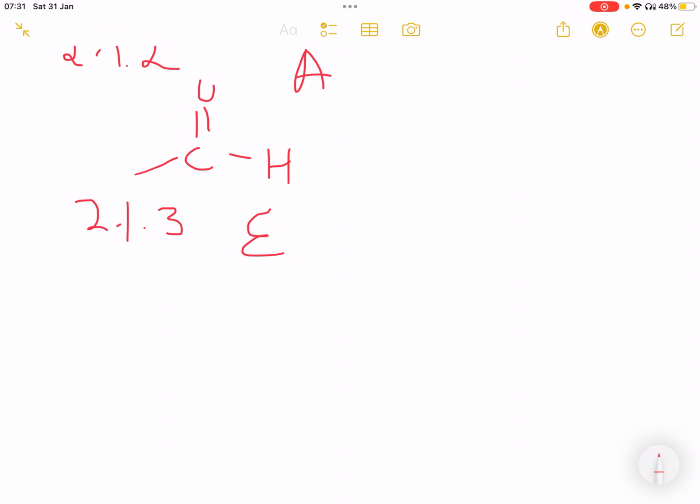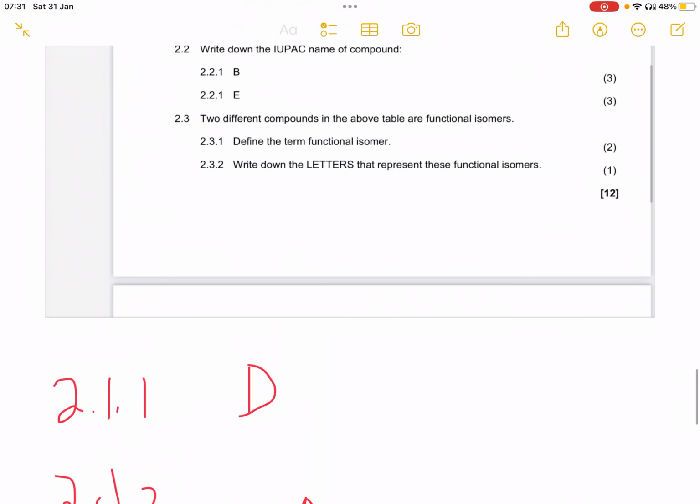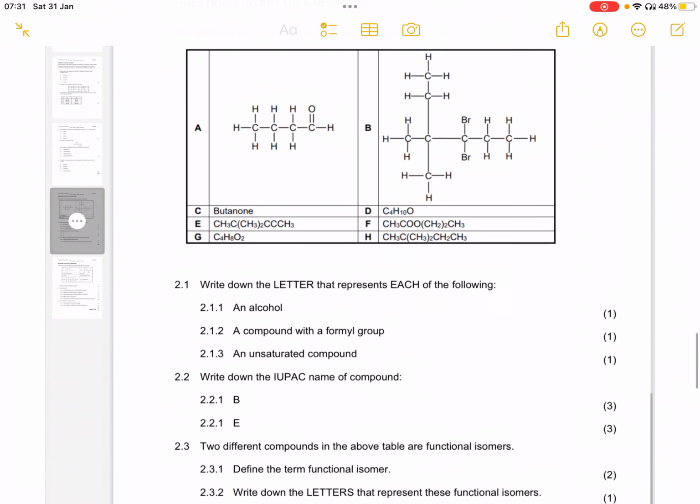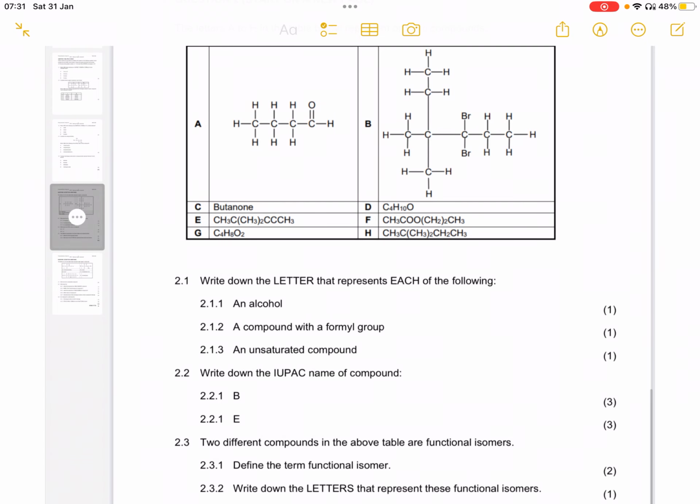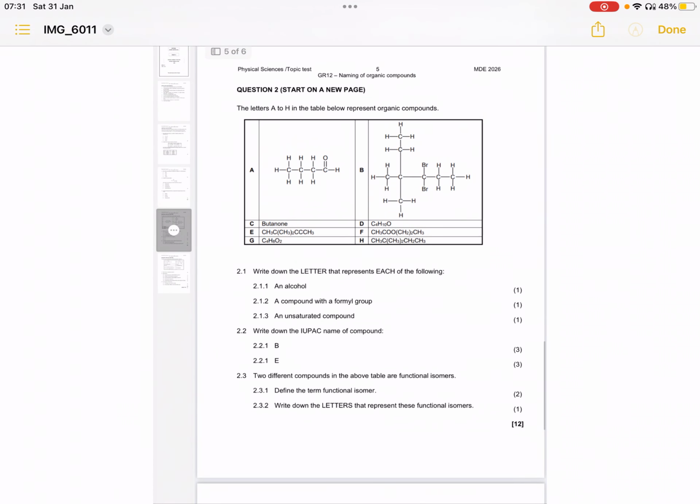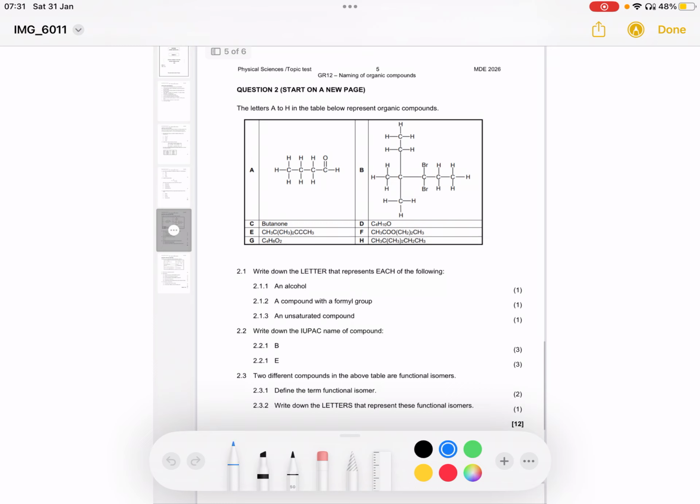All right, then 2.2.1 says write the IUPAC name for B. Right, now with this one I have to do this. Right, we start 1, 2, 3, 4, 5, 6. So we have hex, and then we have 2 methyl groups, we have 2 bromines, and then we start naming.